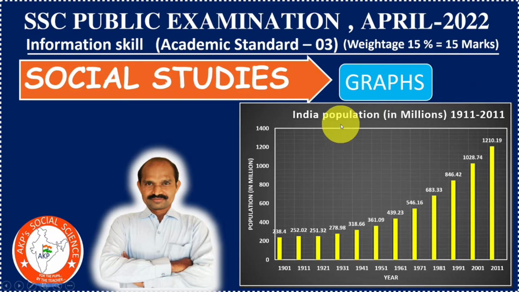You have to observe or study a given graph, text, timeline, map or table and answer the given questions in the examination. If you go through and concentrate on the given question, definitely you will be able to score 15 out of 15 marks from this section confidently and easily.